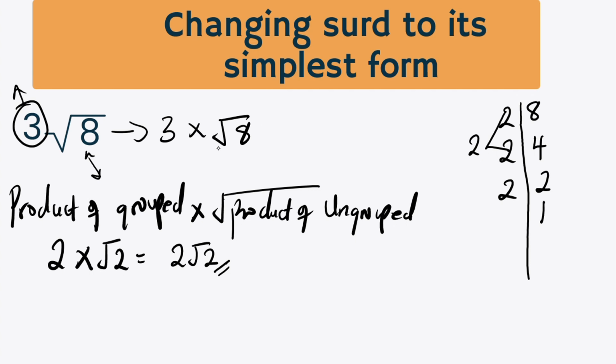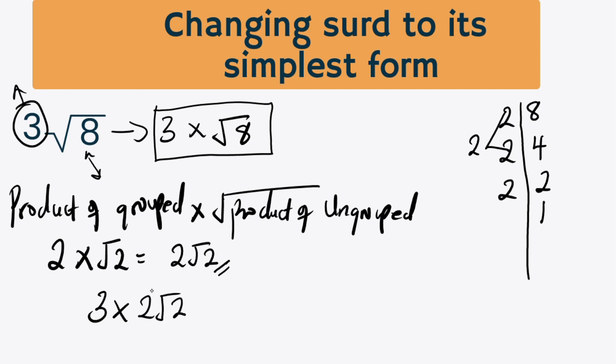Now, if we replace this root 8, remember we have this initially 3 times root 8. Now we have reduced root 8 to be 2 root 2. So that means I'll have 3 times 2 root 2. This 2 root 2 is root 8. So that will be 3 times 2 will be equal to 6. So our answer will be 6 root 2.